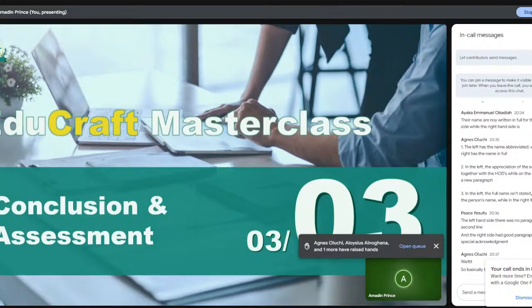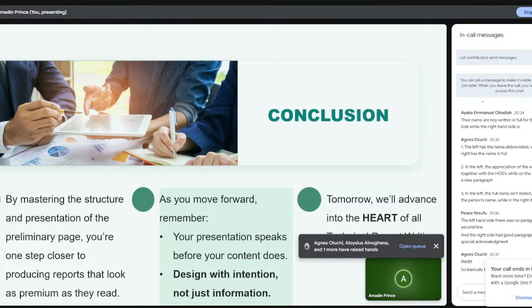We'll move on to the conclusion and assessment part of this report. The conclusion part of the report is basically, I have some things to tell you. First of all, you need to know that your report stands before your content does. I repeat again, your presentation stands before your content does. So the way you present yourself, the way you package yourself, it's just about packaging. The same thing with life. Ensure you package yourself, so your packaging speaks before your content does.